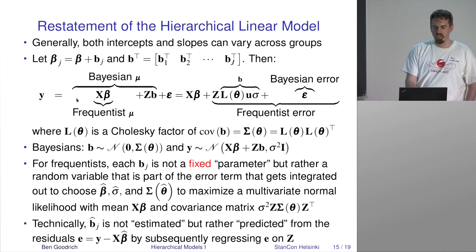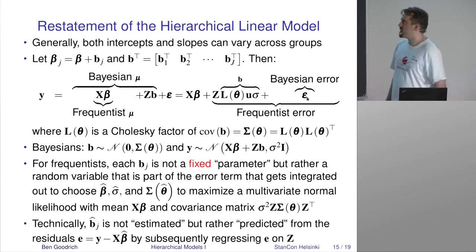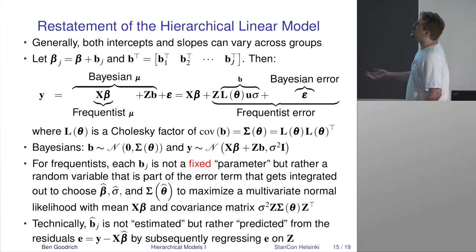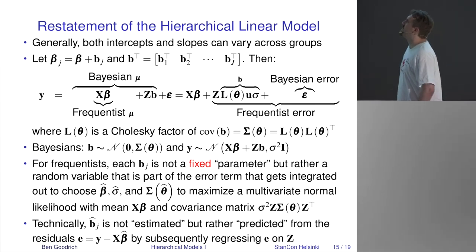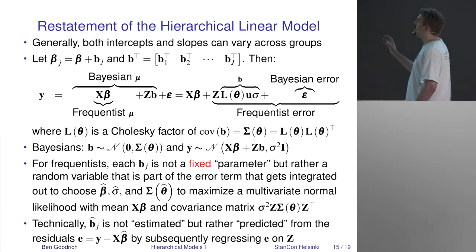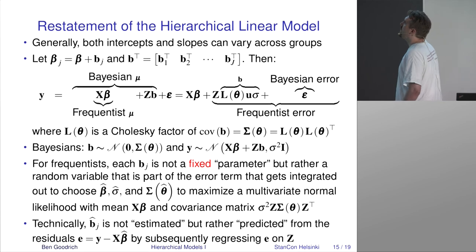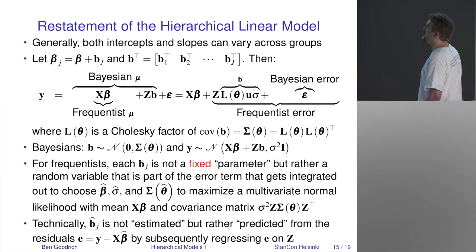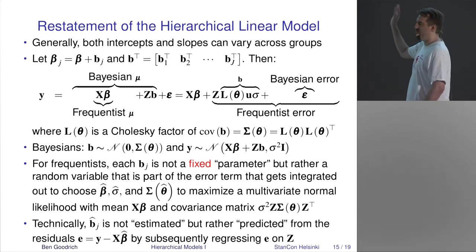Only x times beta is part of the conditional expectation of y, and z times b is actually part of the error term. So from a Bayesian perspective, the only part of the error term is epsilon, but frequentists group this whole thing along with epsilon to be an overall error term. And b in the lme4 approach is itself decomposed into this product of L, which is a Cholesky factor of the covariance matrix and the multivariate normal prior or assumption for the bs, multiplied by U, which are independent standard normal, multiplied by sigma, which is the standard deviation of the epsilons. So all that complication that came from lme4.